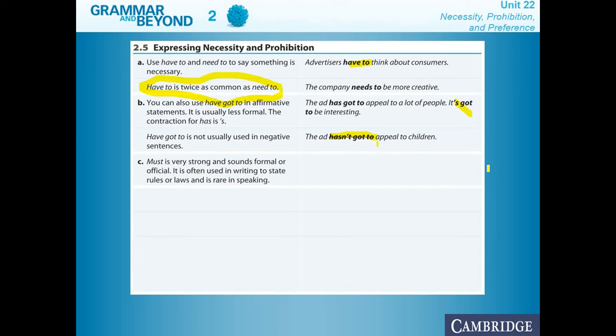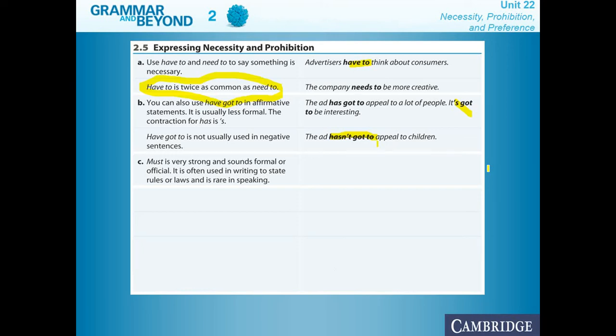Must is very strong and sounds formal or official. It is often used in writing to state rules or laws, and it is rare in speaking. Normally people don't say, "I must not come late." No, they say, "I can't come late." Because must is too strong, it sounds too rude, it sounds too official.